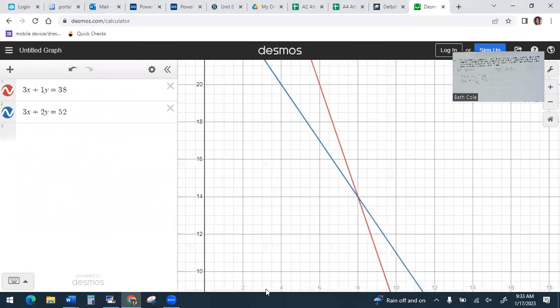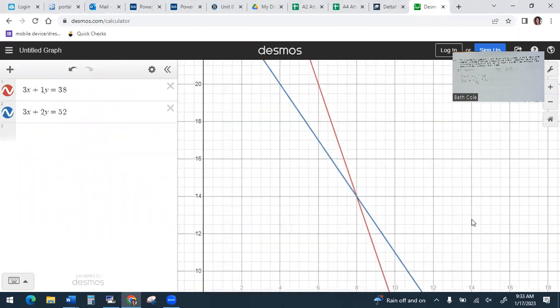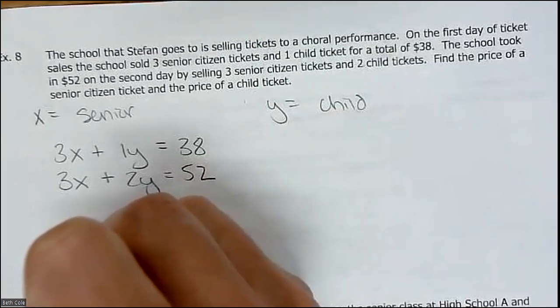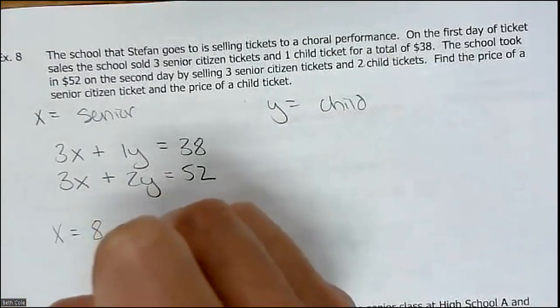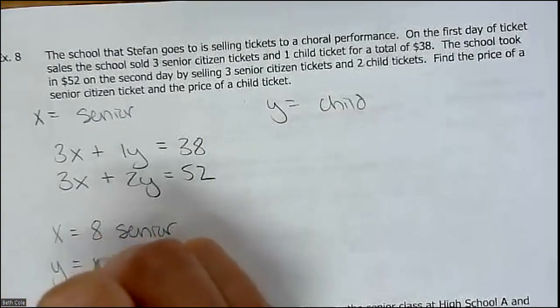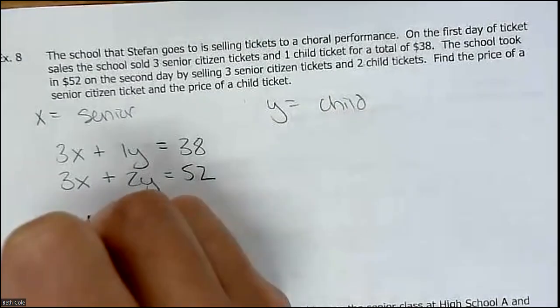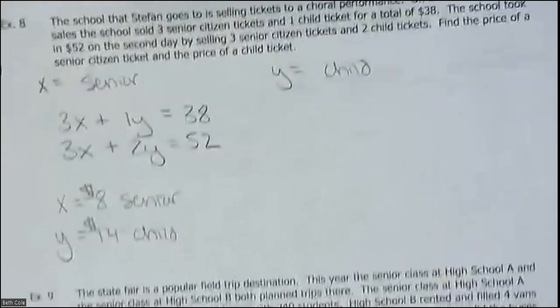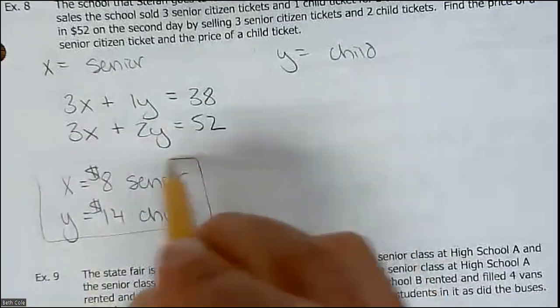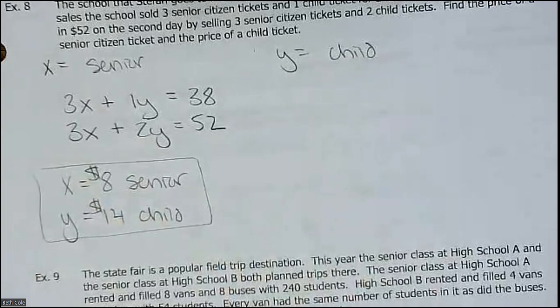Now I'm going to have to find those over here. Oh my gosh, where's the answer? It's where they cross. Do you see that? 8 comma 14. What was x? Was x senior or child? So senior is 8 and child is 14. And I think this was the price, right? So can you slap a dollar sign in front of those, $8 and $14? Cash money.